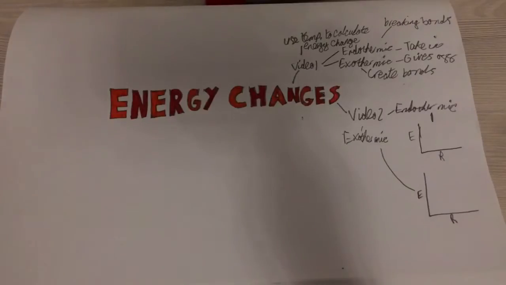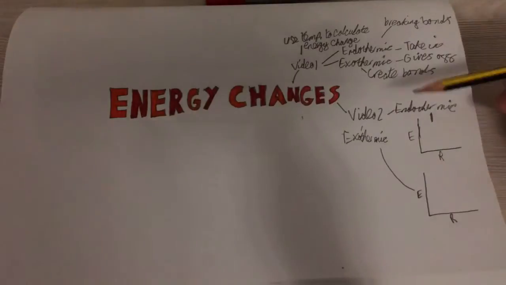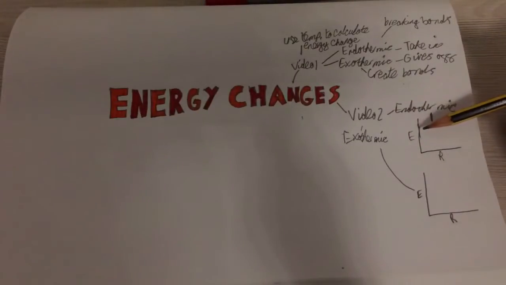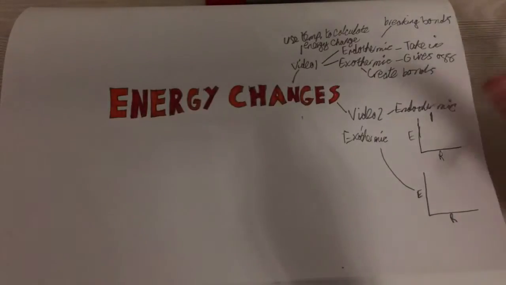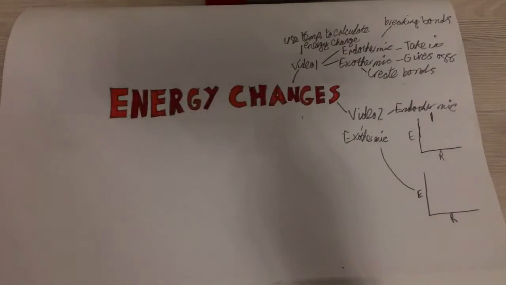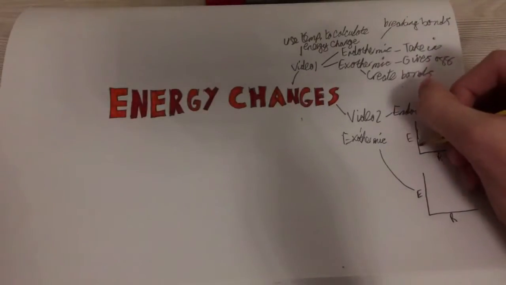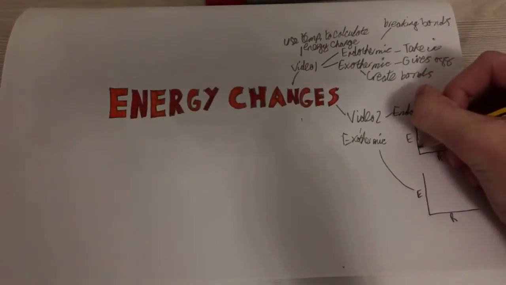Okay, so I'm going to draw on now how each of these will look. Now on our y-axis, just a short note, we've got the energy. The higher up this goes, the more energy it's got in it. Along this one is the reaction time. So the further we go along this, the longer will have passed since our reaction started. And same on the exothermic graph. So this is how an endothermic would look.